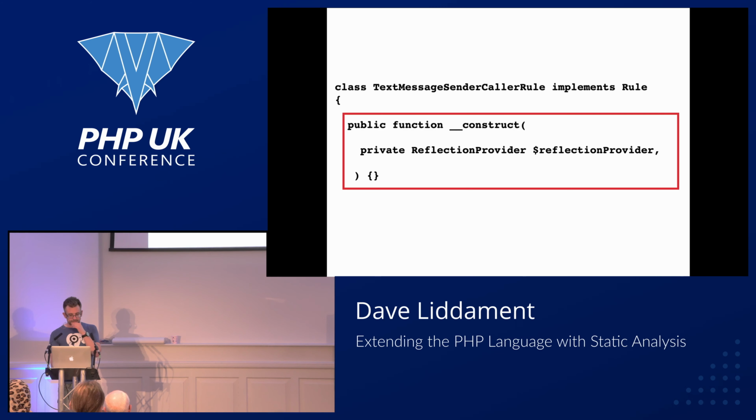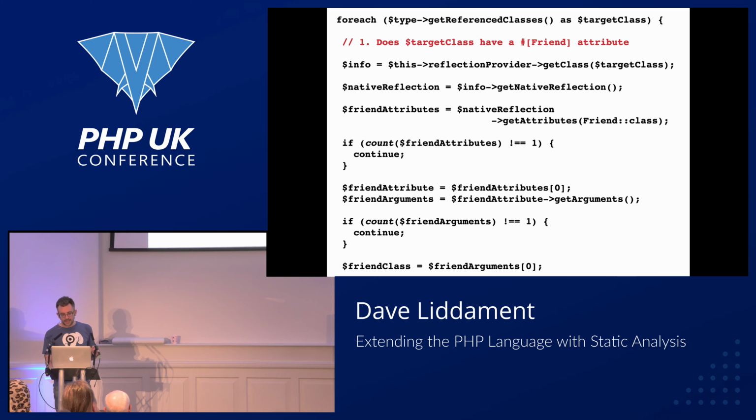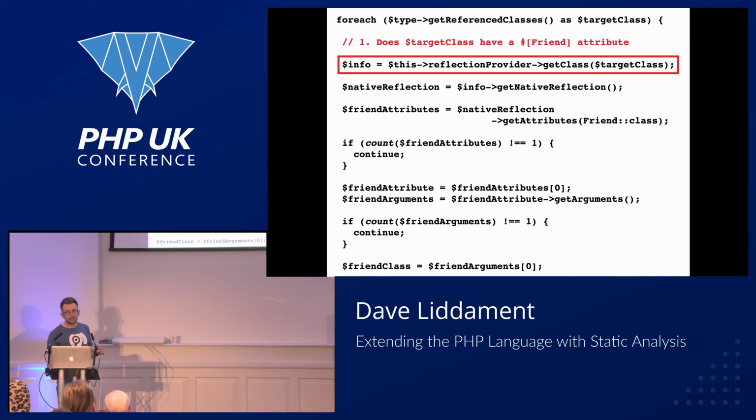So we'll go back to our constructor, and we'll remove the code that we had before where we were passing in the names of the target class and the calling class. And we're going to pass in something called a reflection provider, which is provided by PHPStan. And let's go back to the code. The first thing we're going to ask is, does the target class have a friend attribute? And this is where we need the reflection provider. So PHPStan knows about the node, and it has all context for the node that you're looking at. But if you need to ask about other bits of the code base, we do that via the reflection provider.